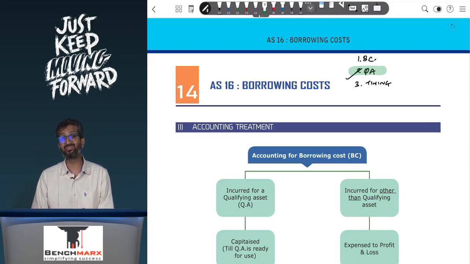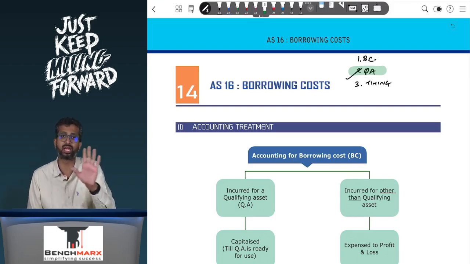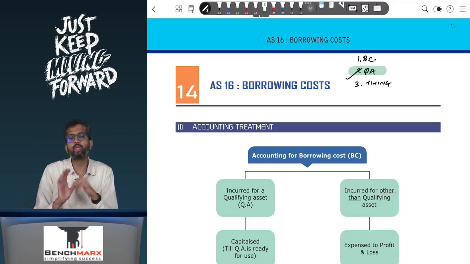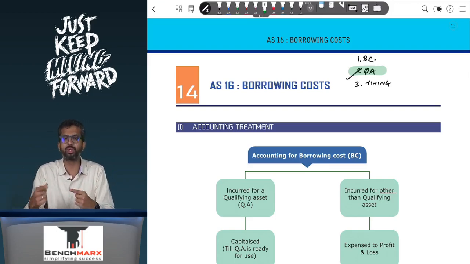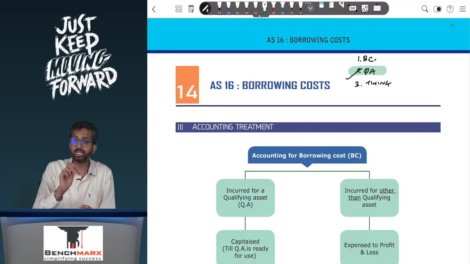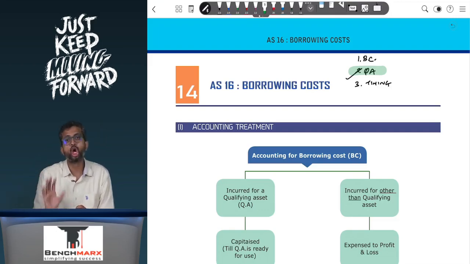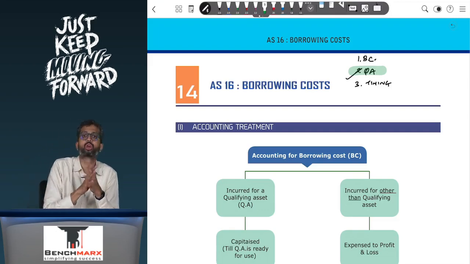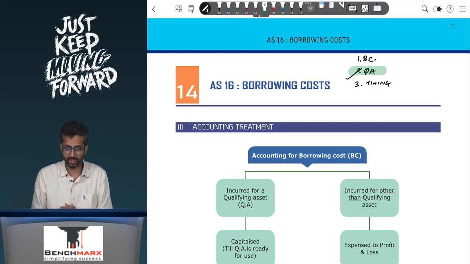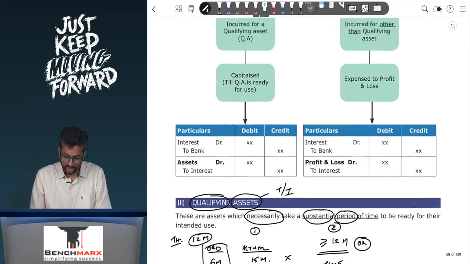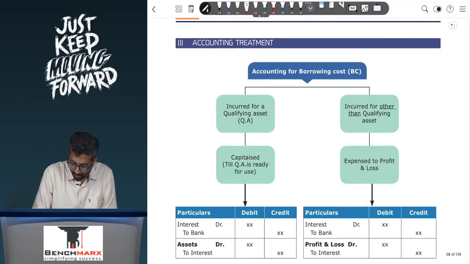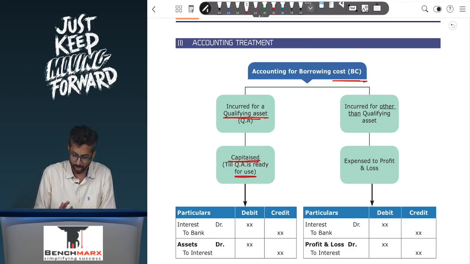However, the standard says that if this interest or borrowing cost is incurred for a qualifying asset, I will be allowed to capitalize it only during the period of construction. Why? We will see that, but I will be allowed to capitalize. What is the meaning of capitalization? Which means interest account debit to bank 10 rupees and then asset account debit 10 rupees to interest. So I will add interest into the cost of the asset if it is a qualifying asset. So I hope you understand what is a qualifying asset. As you can see over here, if your borrowing cost is incurred for a qualifying asset, then I will capitalize it, that is, I will capitalize it till the time the qualifying asset is ready for use. And if it is incurred for anything other than a qualifying asset, I'll expense it to the P&L.